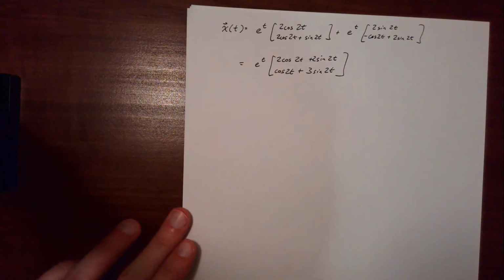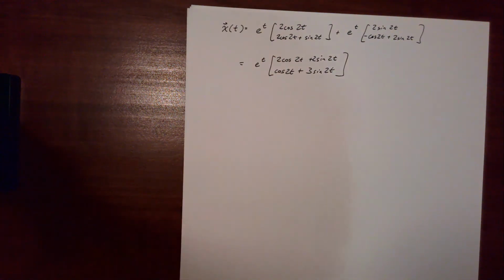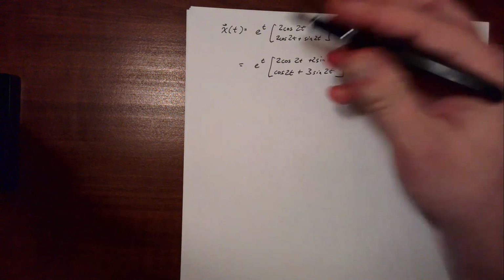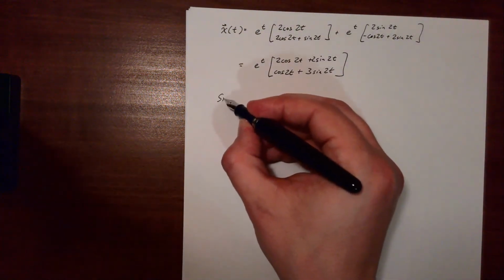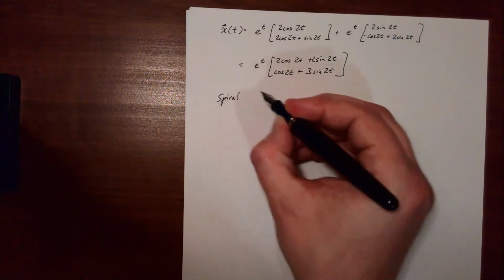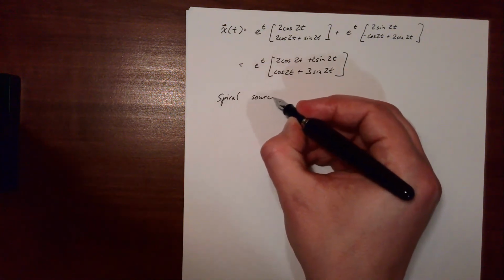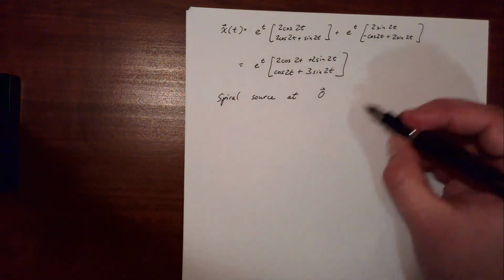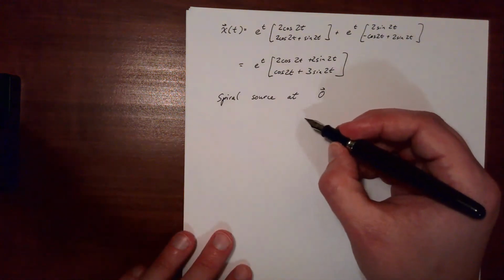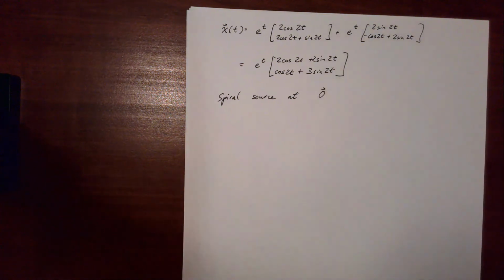We have x and y values that would be sinusoidal, except that they are also being inflated by a factor of e to the t. So this is a spiral source at the origin. And we don't know if it's going clockwise or counterclockwise.